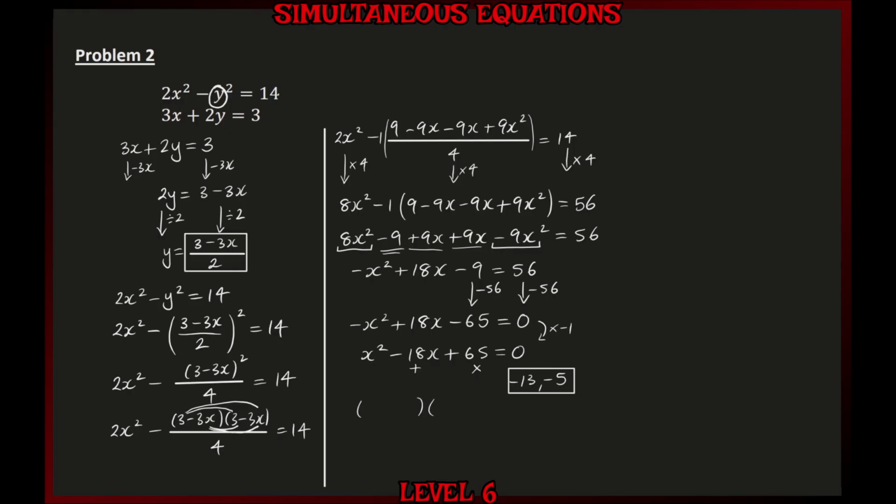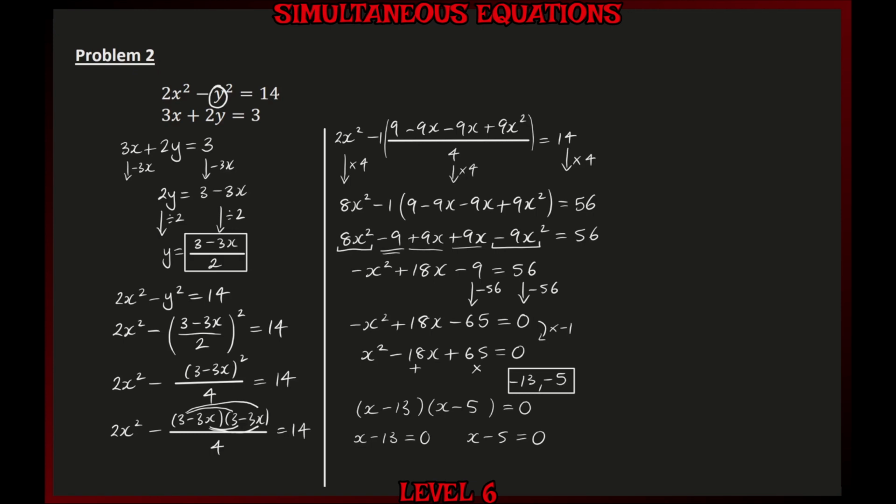So we're going to have two brackets. We're going to have an x at the start of each one because x times x gives us x squared. And our two numbers, -13 and -5, go at the end of those brackets. And this is equal to 0. So we now have two brackets being multiplied together to make 0. And the only way that that can happen is if the first bracket is 0, so x minus 13 is 0, or the second bracket, x minus 5, is equal to 0. So we can now solve these equations independently.